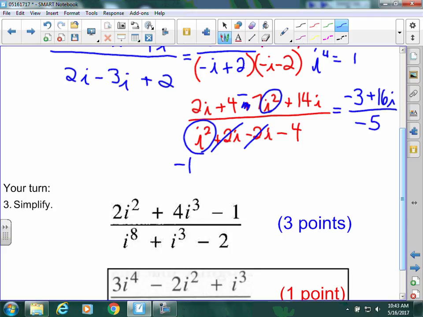Okay? So, I guess I could leave it like that with the negative on the bottom. I don't really like the negative on the bottom. I could change it to be like this if I'd rather have a positive on the bottom. But it's the same thing.